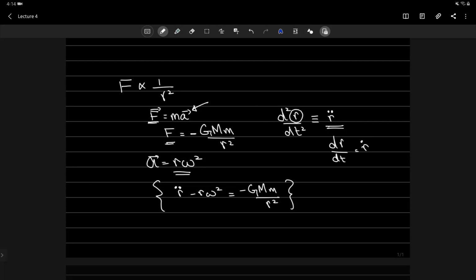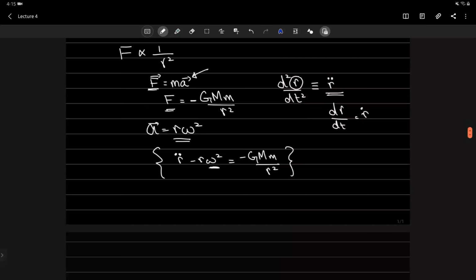Well, I was just saying कि we cannot solve this differential equation yet, and the reason is कि हमारे पास ये जो omega है, it is not a constant, it's varying as well, because the planet is moving in a round orbit. So we can fix this, and we can do that if we call upon the angular momentum constant.